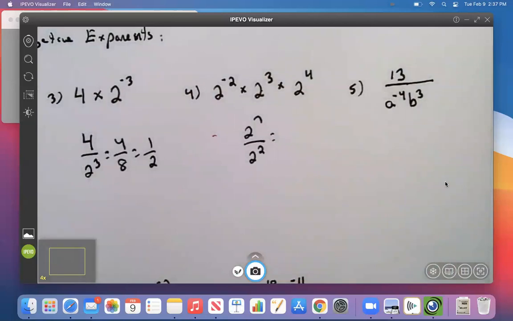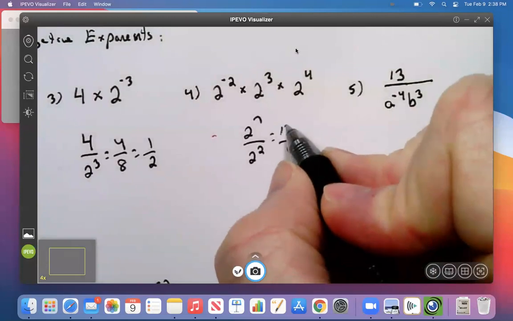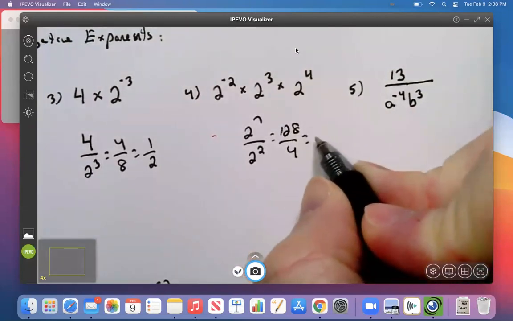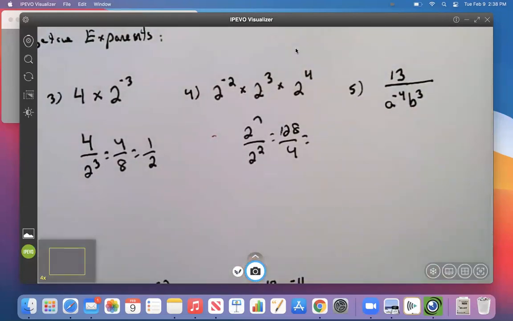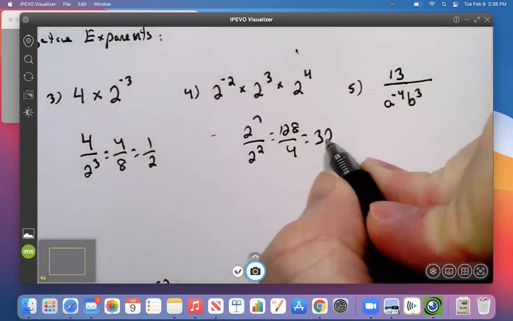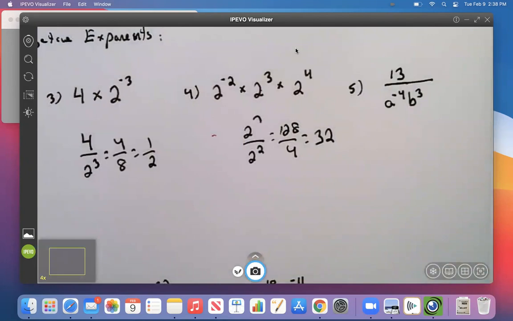And now I'm going to have to use my calculator. I know that's 4. Let me see what 2 to the 7th power is on my calculator. 2 to the 7th power is 128. I leave that in my calculator and I hit divide by 4 equals. And the answer is 32. Fantastic job if you got 32.